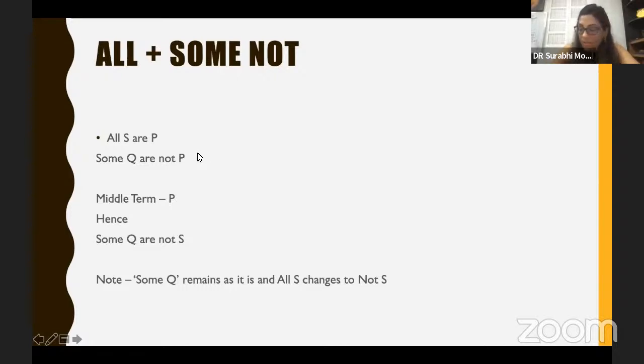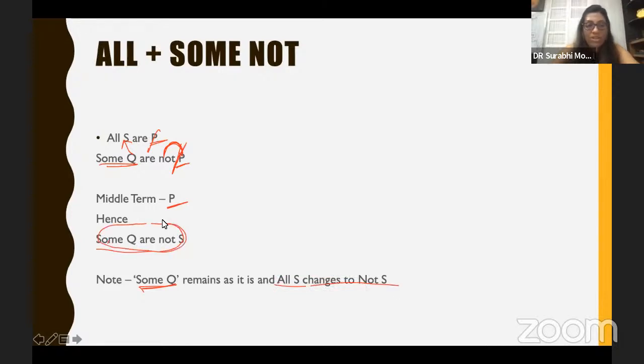The middle term is P. It's not written with all, but it's written with not. Again, it is distributed. Right? Let's remove the middle term. Now my answer will be some Q are not S. So some Q remains as some Q. All S changes to not S. So my answer is some Q are not S.